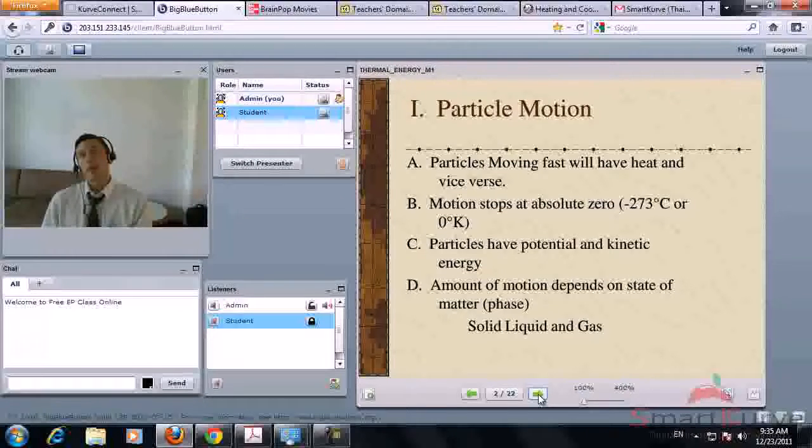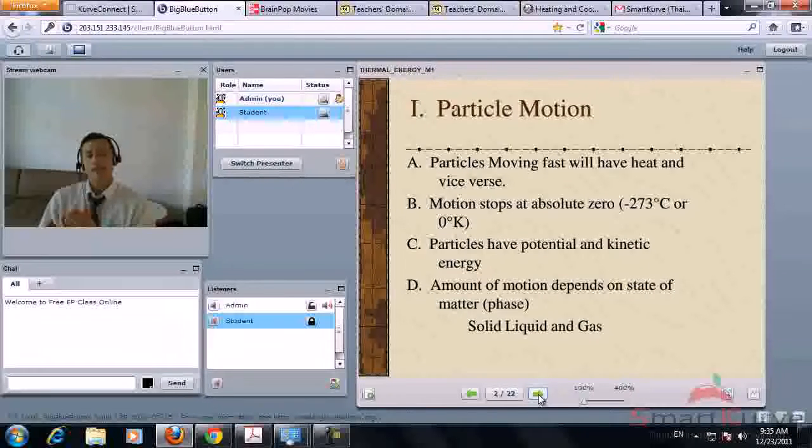Now, we also know that at 0 degrees Celsius, water will freeze into a solid, just like stone or the wood of this table. However, just because a matter is solid does not mean that the particles have stopped moving. Even in solid matter, the particles are still moving.